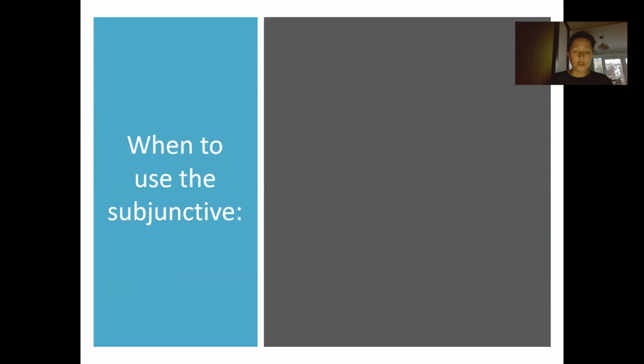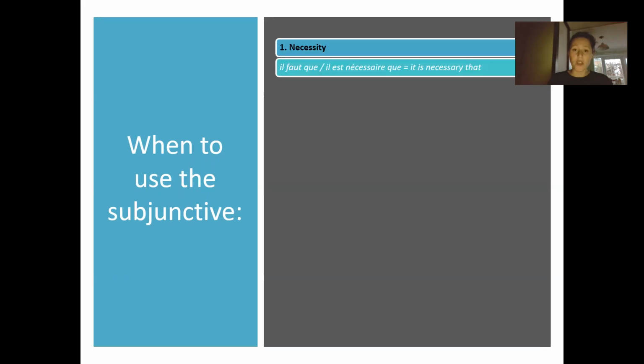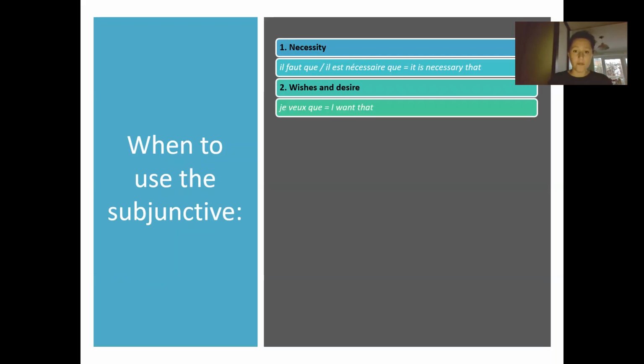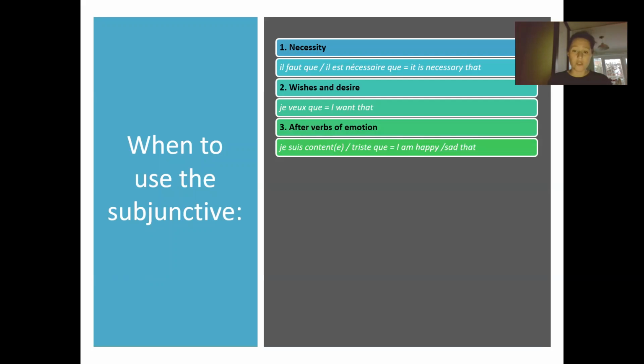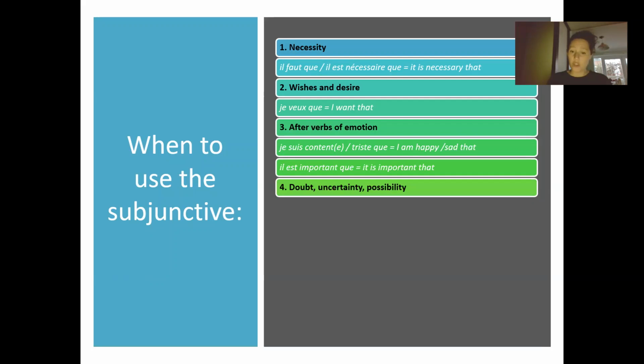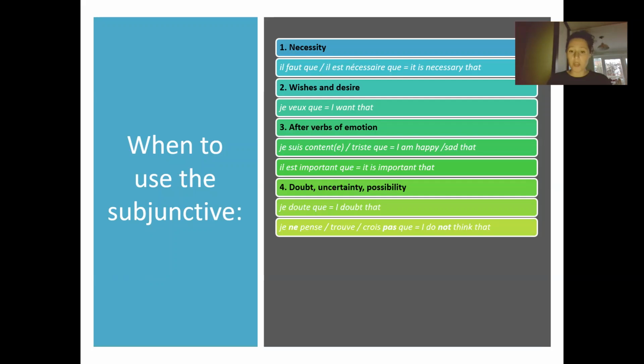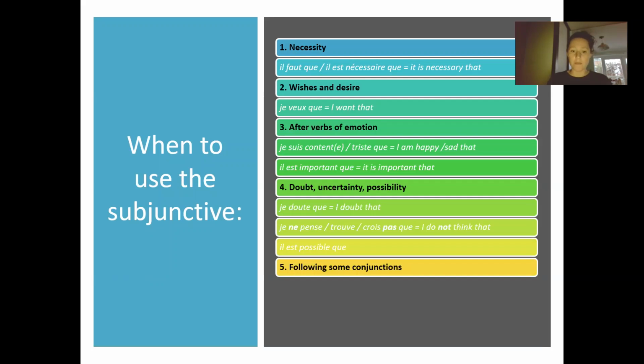So when to use the subjunctive? If you want to express a necessity: il faut que, il est nécessaire que. Wishes and desire: je veux que. After verbs of emotion: je suis content, triste que. Il est important que. Doubt, uncertainty or possibility: je doute que, je ne pense pas, je ne trouve pas, je ne crois pas que. Il est possible que, it is possible that.